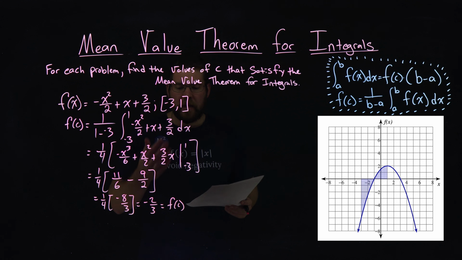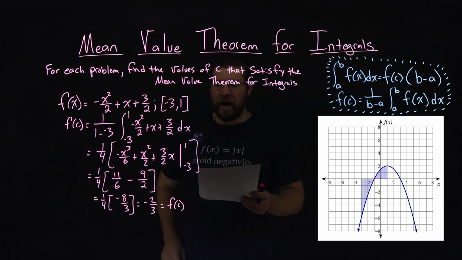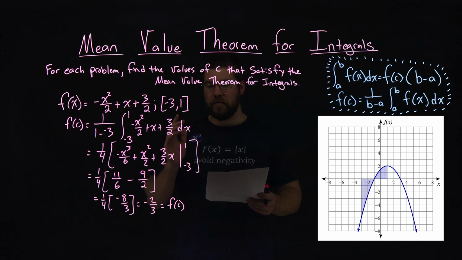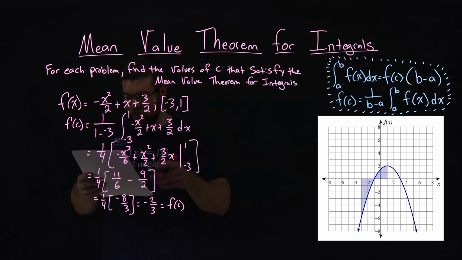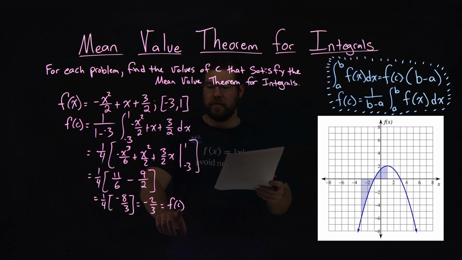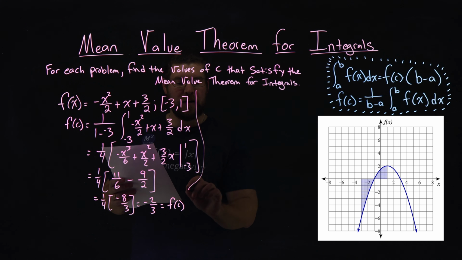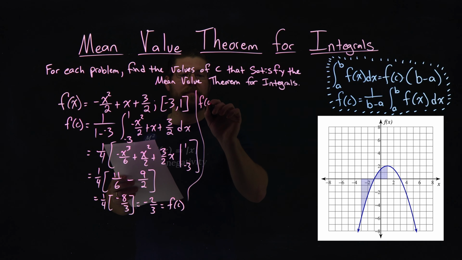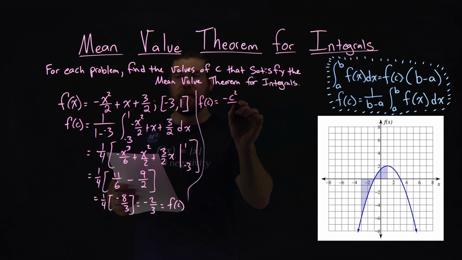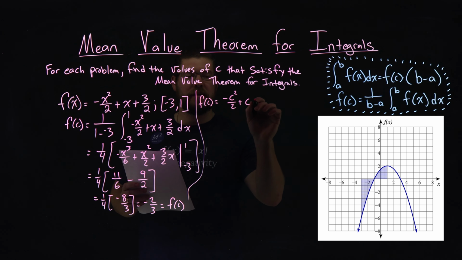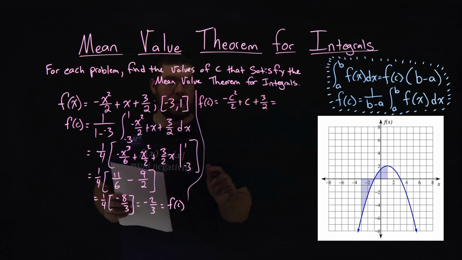Okay, so now that we have f of c, negative 2/3, we need to find the value c that satisfies it. So what we're doing is plugging c in for x and setting it equal to negative 2/3. The way I like to see it is like this, let me make a little line here. F of c is equal to my function, negative c squared over 2 plus c plus 3 halves, is equal to what we found, negative 2/3.